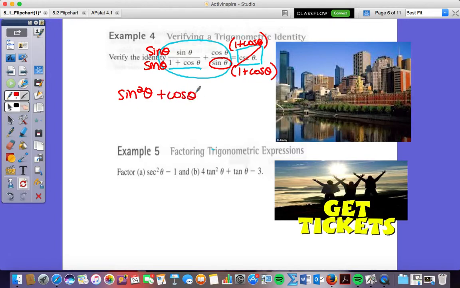Cosine of theta. Cosine times cosine is? Cosine squared. What did I just do with this? Distribute. Distribute it. Yeah. Good. And this is all over what? Sine plus cosine.